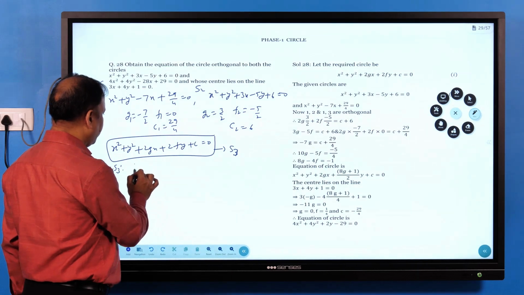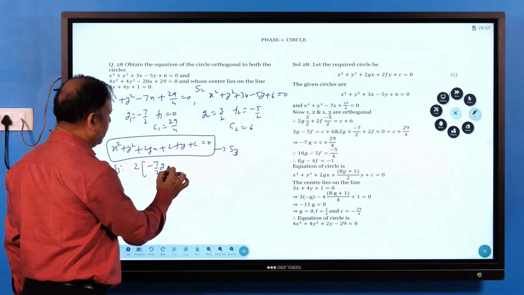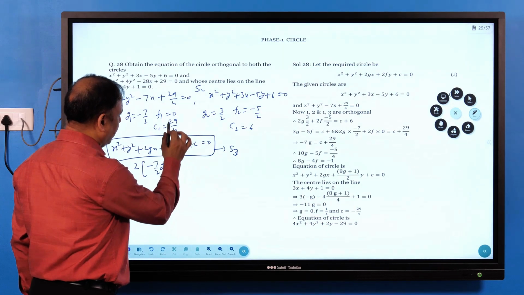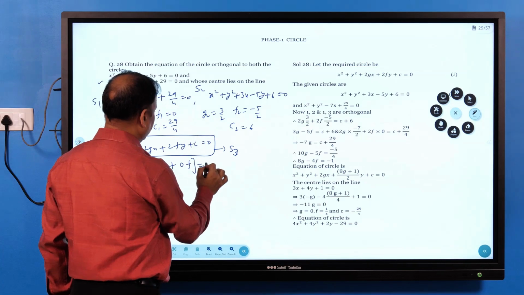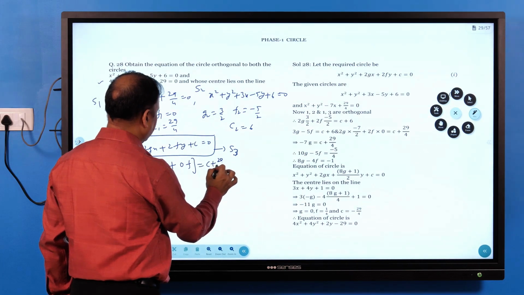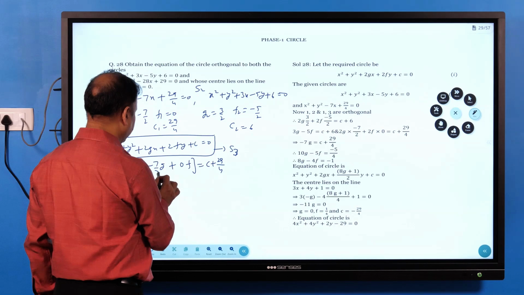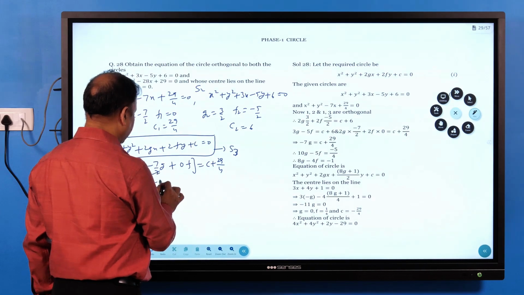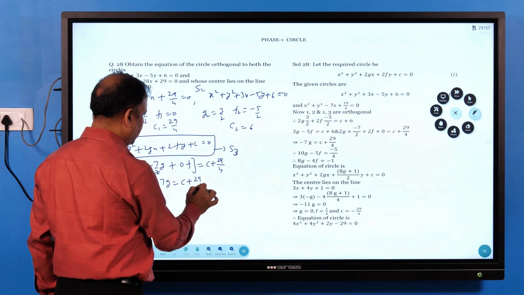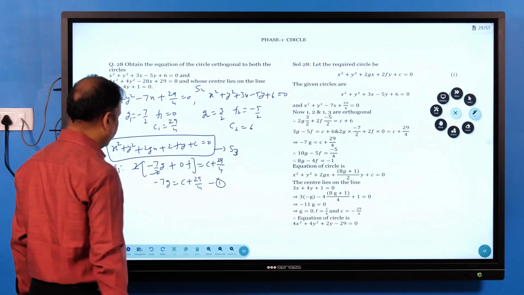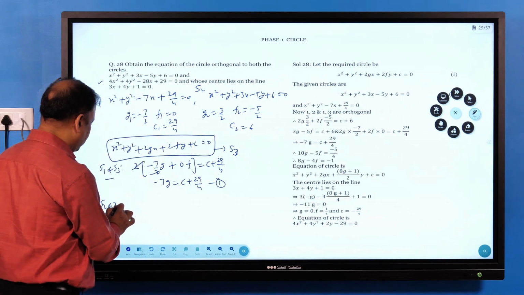So twice of g1 g2, minus 7 upon 2 g, plus f1 f2, f1 is 0, is equal to c1 plus c2, c plus 29 upon 4. So this will cancel this part. So minus 7g is equal to c plus 29 upon 4. Equation number 1. Similarly, now we will take from S2 and S3, they are orthogonal.